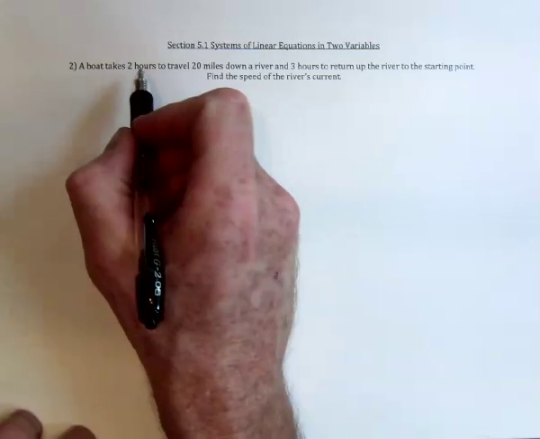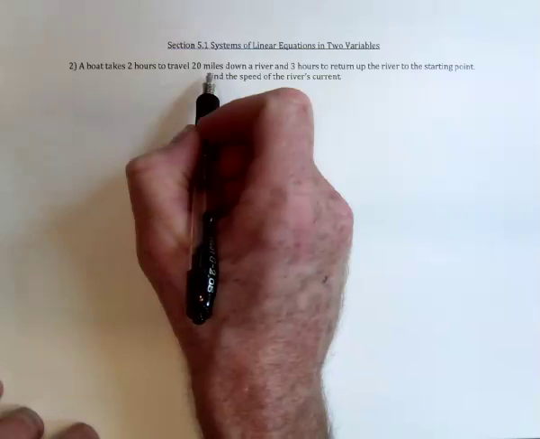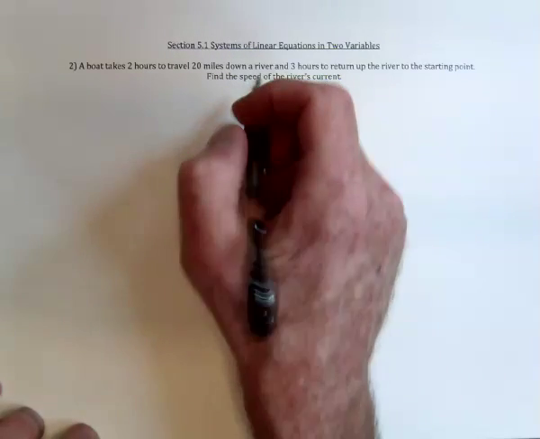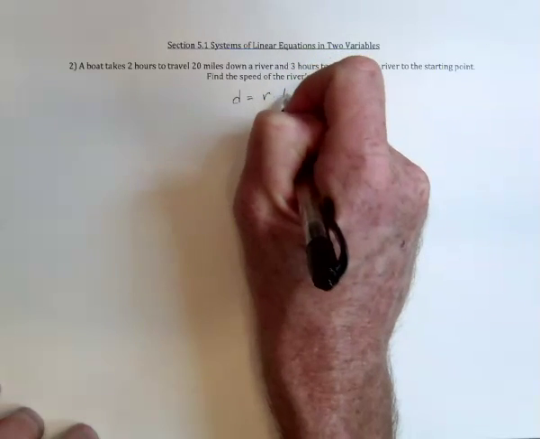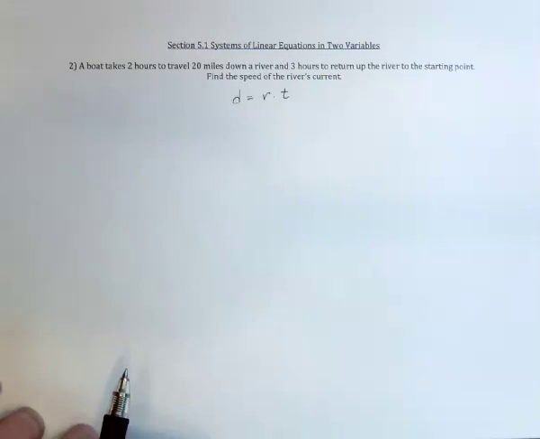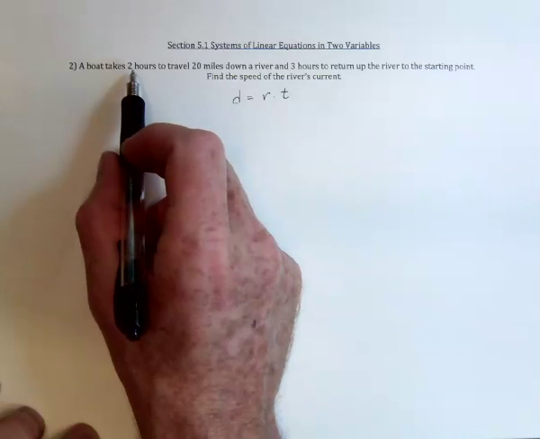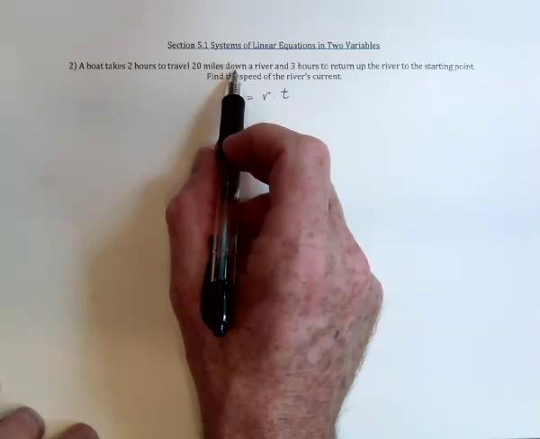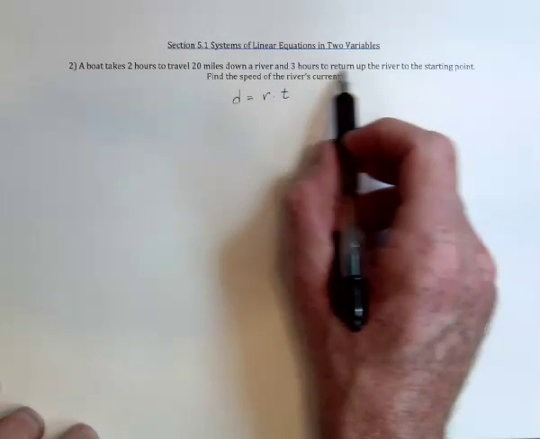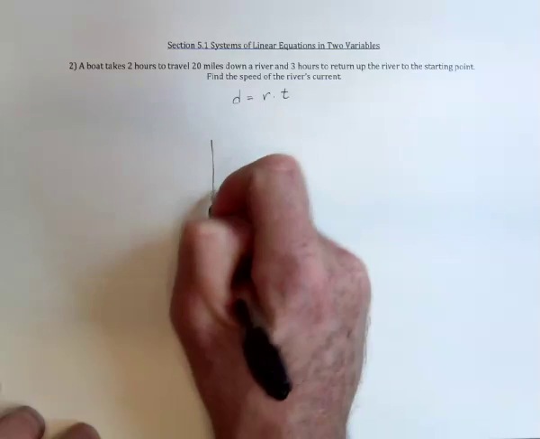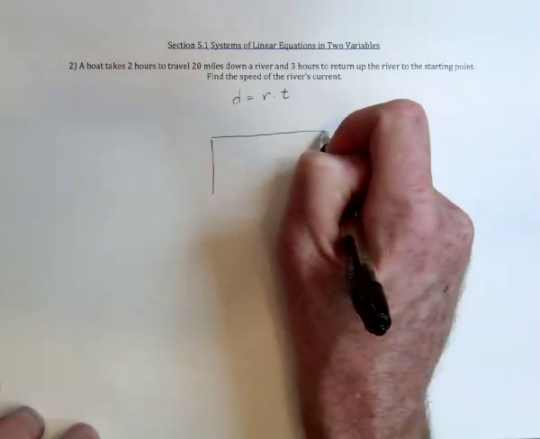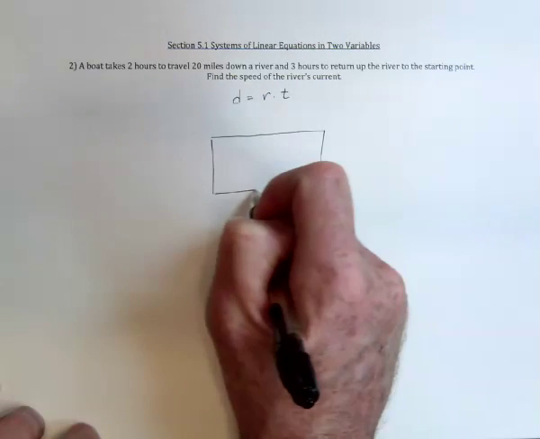We now have an example that involves time, distance, and rate. So in general, we're going to be using the formula distance equals rate times time. The only thing is we have that information for when the boat goes downstream and the return trip up the river. So I like to use a box like this to keep track of all the information.